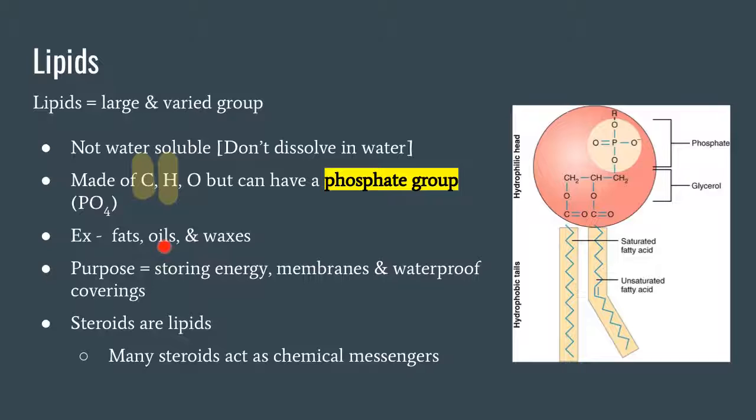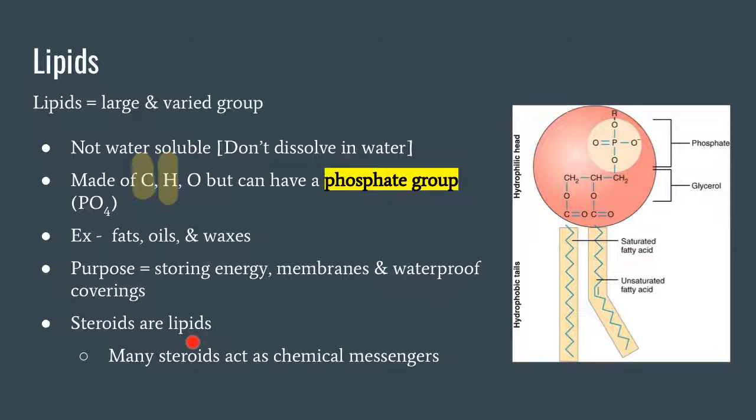If I took olive oil and I mixed it with water and I stirred and stirred and stirred, if you gave it a little while, that oil would not dissolve in that water. Instead, it would create a layer on top of the water. But we need these lipids within our bodies, and the purpose of lipids is for long-term energy storage. They also help to create the membranes within all of our cells, which will be our next unit. And they help with waterproof coverings, which is especially helpful in plants.